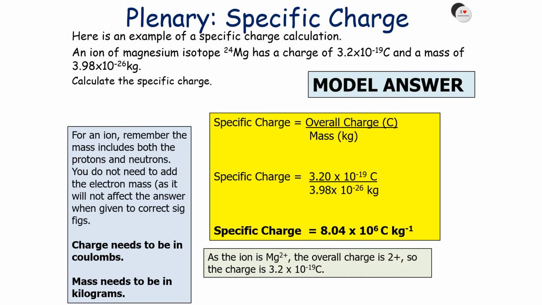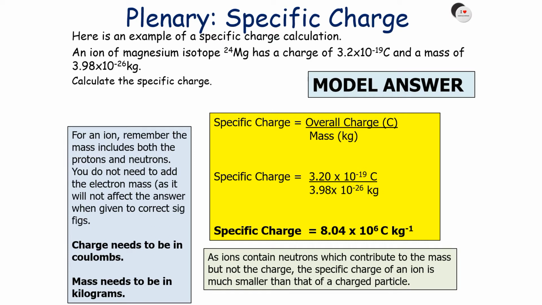Now for an ion, remember that the mass includes both protons and neutrons, but you don't need to add the electron mass because it won't affect your answer to the significant figures that are given. So as ions contain neutrons, like we said before, they'll contribute to the mass but not the charge. The specific charge of an ion is much smaller than that of a charged particle.